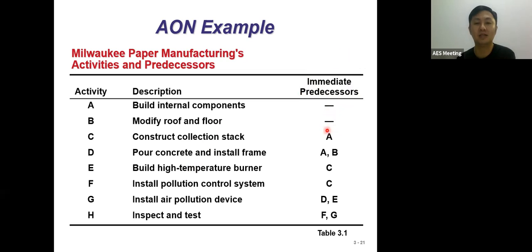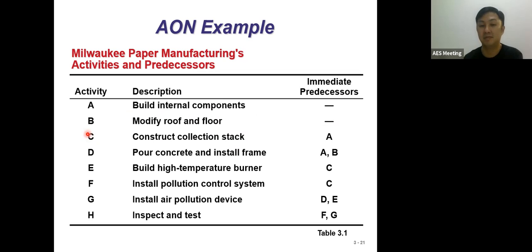Now, what happened for C activity? C activity, construct collection stack, says that A is the immediate predecessor. So we are saying that we should build internal component, only then we have construct collection stack. Meaning to say A comes first, C later. So our understanding is A comes first, C later.